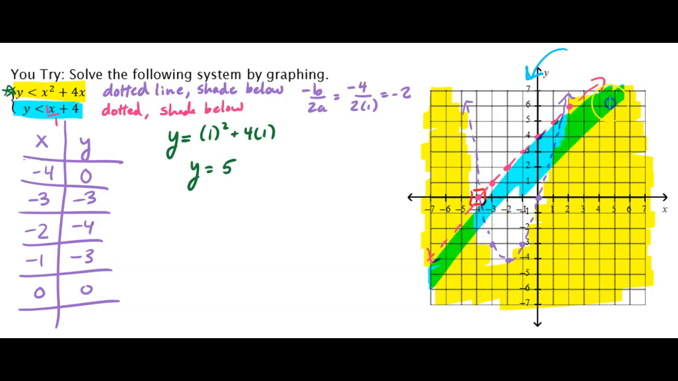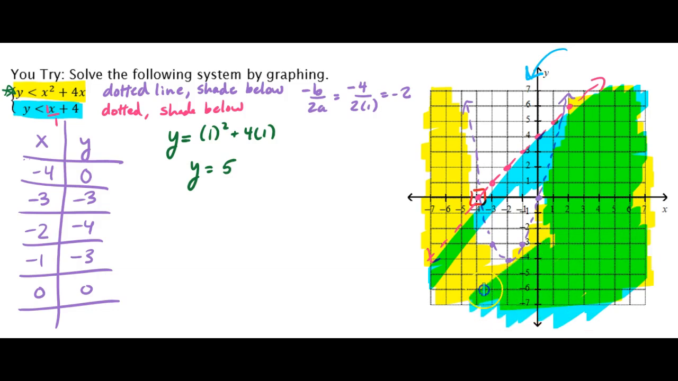So you can see that everywhere that's turning green, where the blue and the yellow are mixing, that part is my solution. Any part that is just yellow or just blue is not part of my solution. So my actual solution is that whole little section under the line and under the parabola.